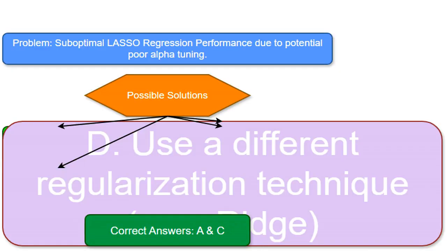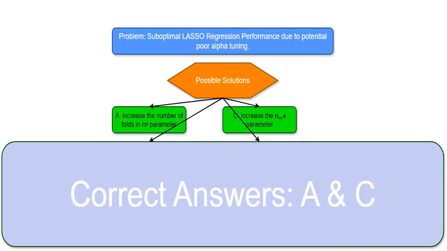Instead of lasso, I could try a different method, such as ridge regression. It's a different regularization technique, and its suitability depends on the data characteristics. While this is a valid alternative, it's not directly addressing the identified tuning problem with the current model. I found the best approach is to increase the number of folds and increase the number of alphas. This approach tackles the root cause directly, improving the alpha selection process. I'm confident these adjustments will yield a better performing model.